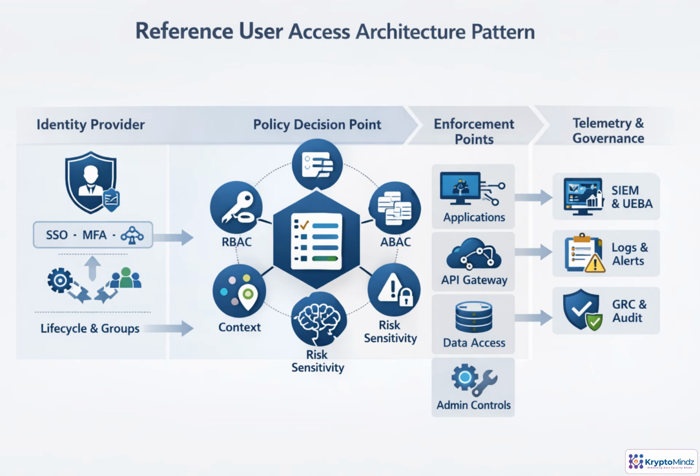A mature access pattern begins with centralized identity, SSO, MFA, federation, lifecycle, and groups. From there, a policy decision point evaluates each request instead of relying on scattered application logic. The decision combines roles, attributes, context, risk, and resource sensitivity. Enforcement happens wherever access can occur. Applications, APIs, orchestration layers, data, models, and admin controls. Telemetry then feeds logs, SIM, UEBA, and GRC, so access is continuously monitored, audited, and improved.